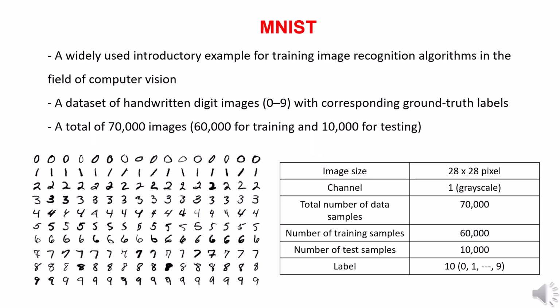The MNIST dataset is a widely used introductory example for training image recognition algorithms in the field of computer vision. As you can see, it consists of handwritten digit images representing the numbers 0 through 9, each paired with a corresponding label. The entire dataset contains 70,000 images. 60,000 are used for training the model, and the remaining 10,000 are used for testing.